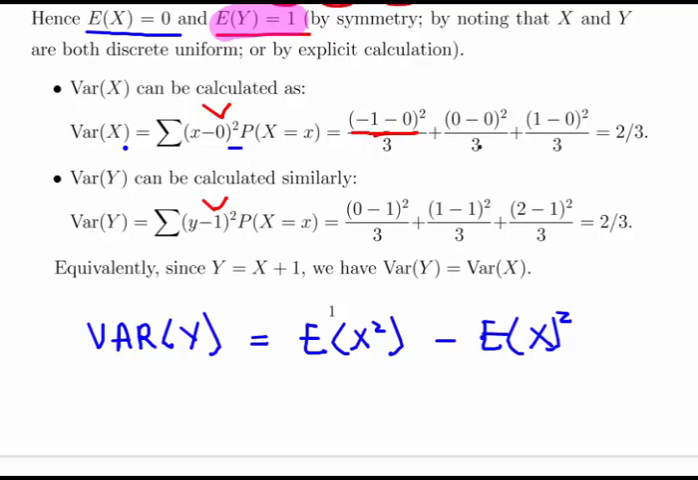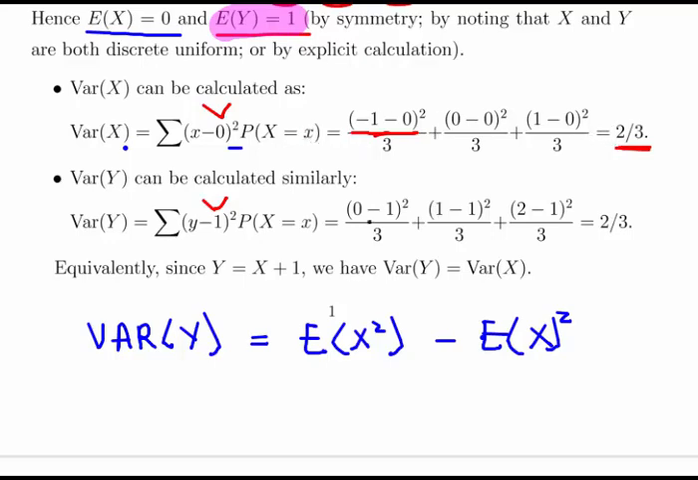0 minus 0 divided by 3, 0 minus 0 squared divided by 3, 0 minus 1, 1 minus 0 to be squared over 3, so that's 1/3 plus 0 plus 1/3, that equals 2/3.